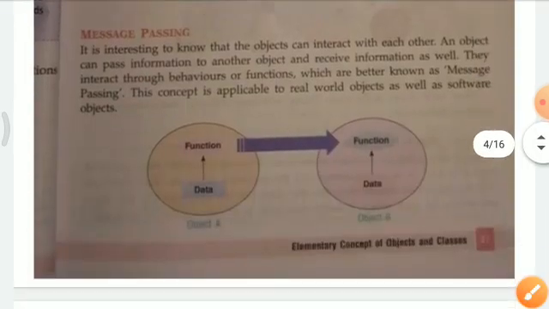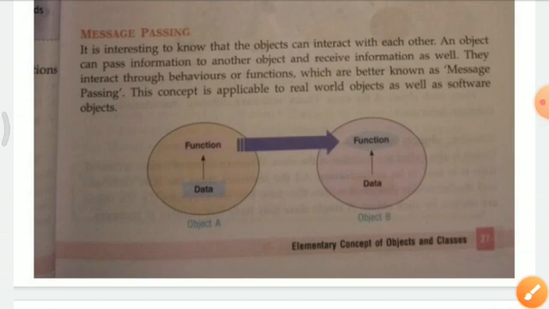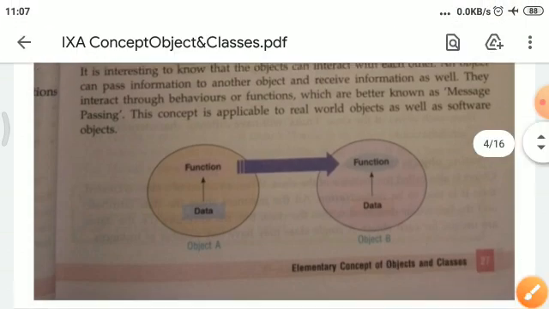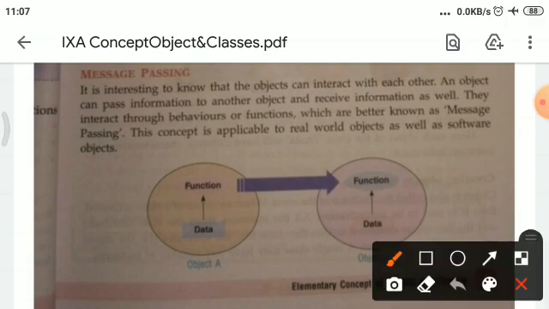And now, message passing. What is message passing? Message passing is the concept of object communication. It means an object can pass information or receive information by using functions, and this process is known as message passing. This concept of message passing is applicable to real world objects as well as software objects.